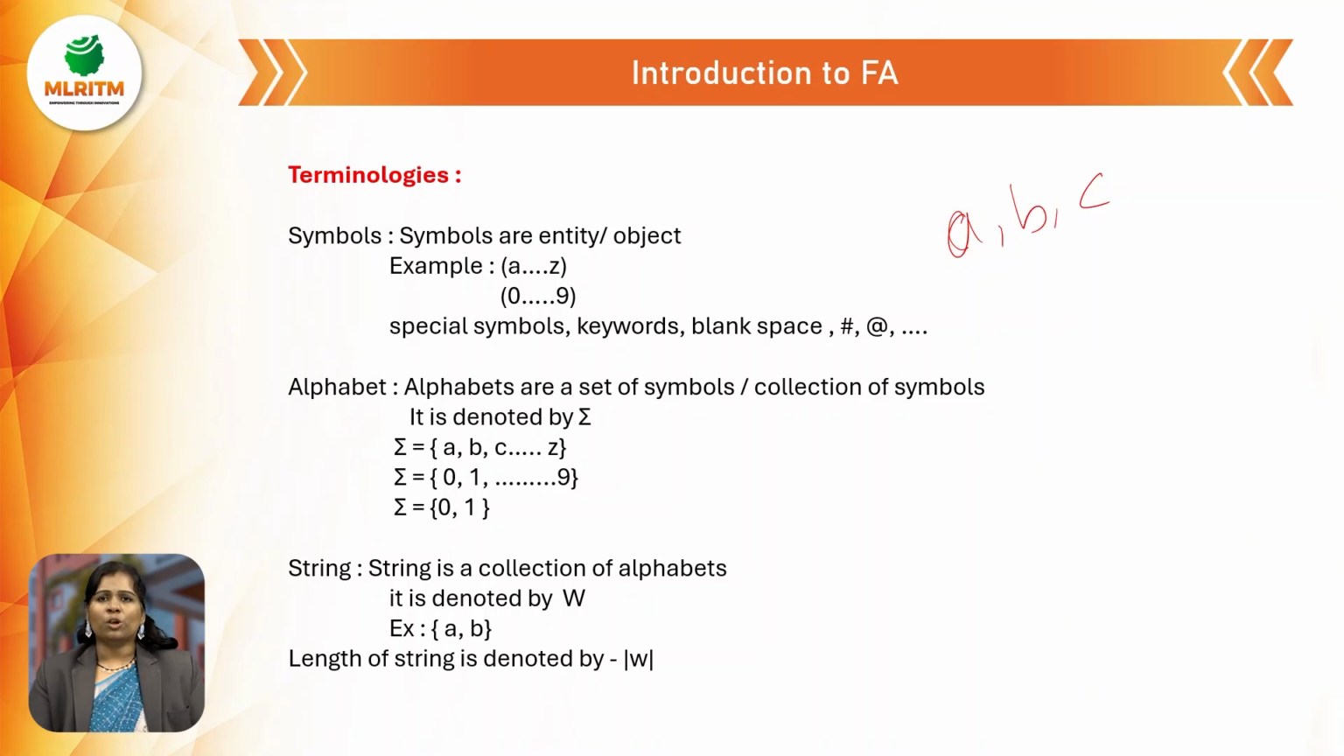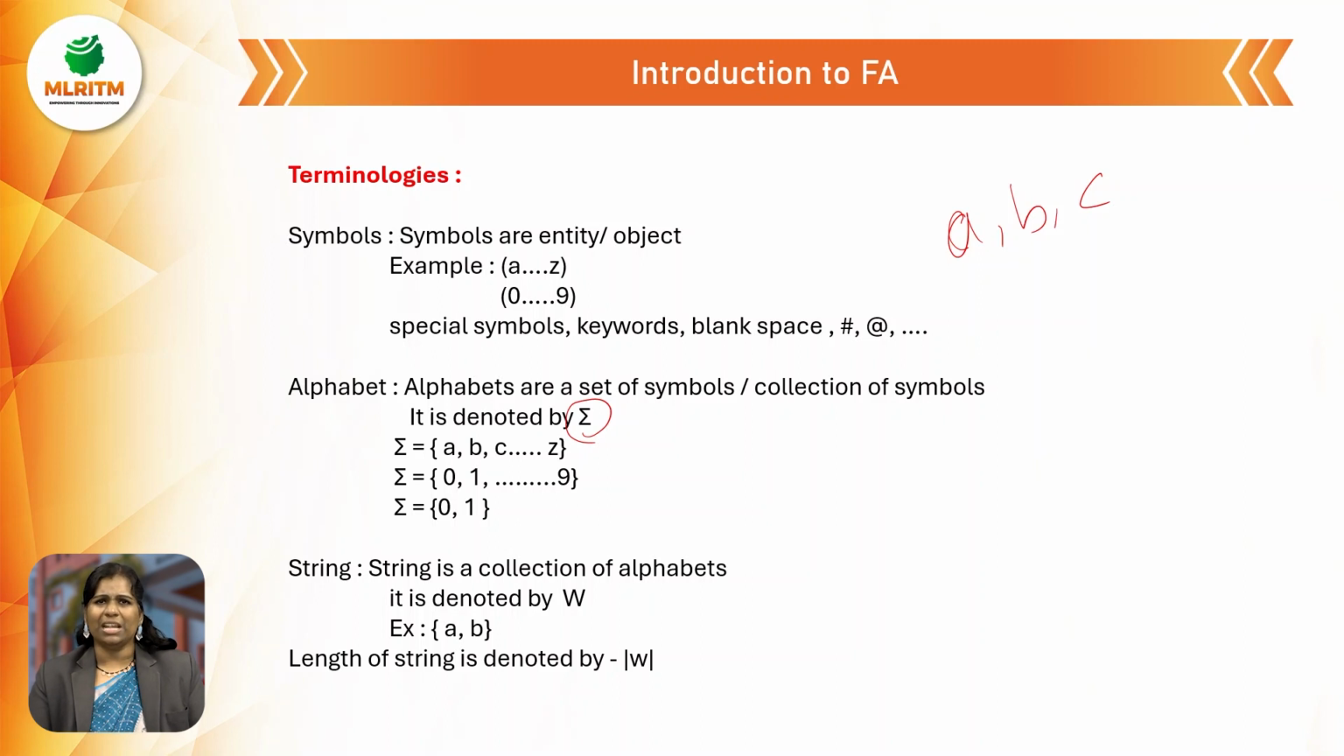The next terminology is alphabet. An alphabet is a collection of symbols. It is denoted with sigma. A collection of symbols is nothing but any numbers, letters, all these things. So it is denoted with sigma.